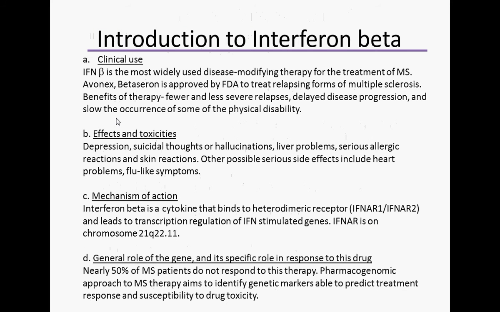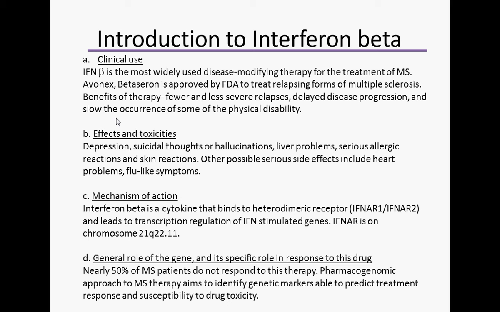Interferon beta is most widely used disease-modifying therapy for the treatment of MS. When on interferon beta therapy, patients have fewer and less severe relapses. There's delay in disease progression. Patients also see slowing in the occurrence of physical disability. Side effects of interferon beta include depression, hallucinations, liver problems, serious allergic reactions, and skin reactions.